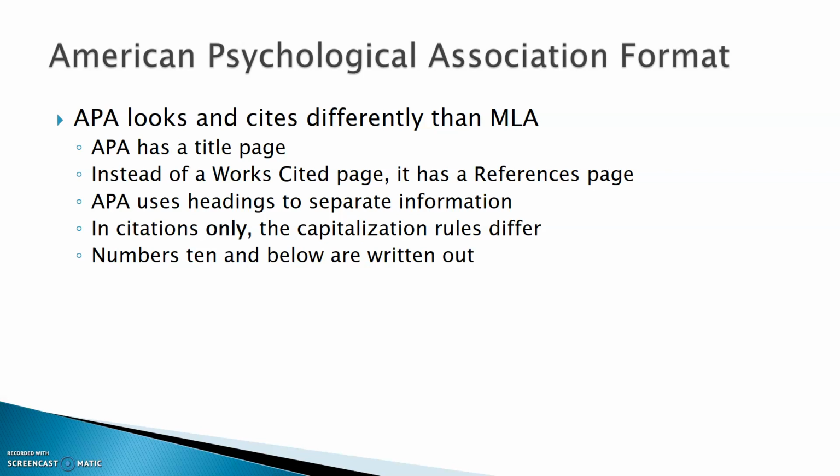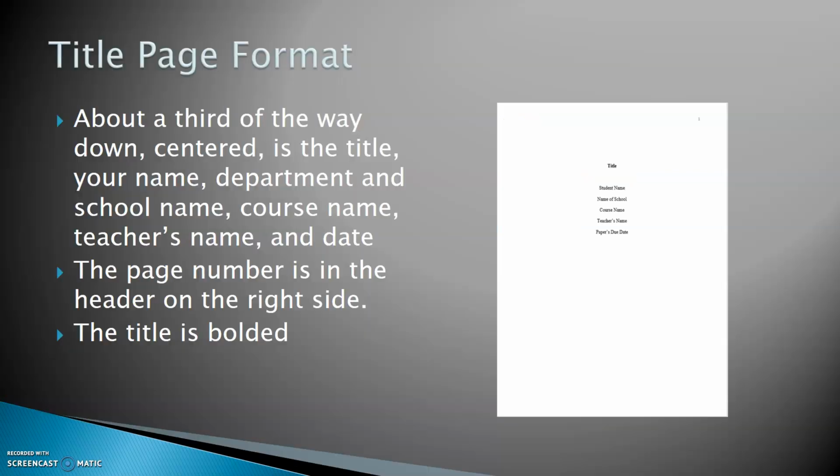APA uses headings to separate information, and that's for readability. It makes it a lot easier as a reader to be able to skim through and use the headers to figure out what information goes where. And so APA in that way is very research friendly. With citations, the capitalization rules differ a little bit, and that's only with the citations, but not actually in the text of the paper. And lastly, numbers 10 and below are written out, and that is a difference from MLA.